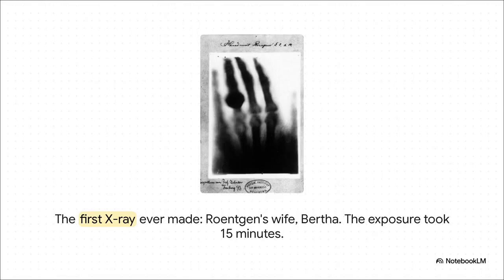And this is the image that started everything. You're looking at the hand of Röntgen's wife, Bertha. You can so clearly see the bones, and right there, her wedding ring. It's kind of a ghostly image, isn't it? And it took a full 15 minutes to expose. This was the very first X-ray image ever made, and it was about to change the world forever.